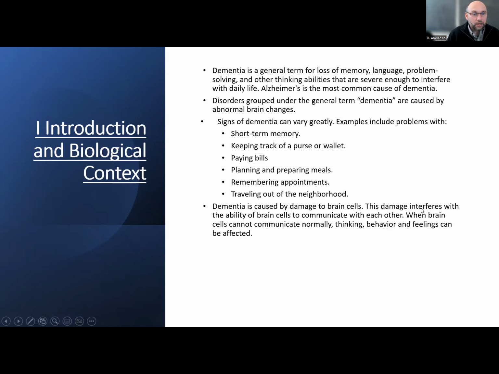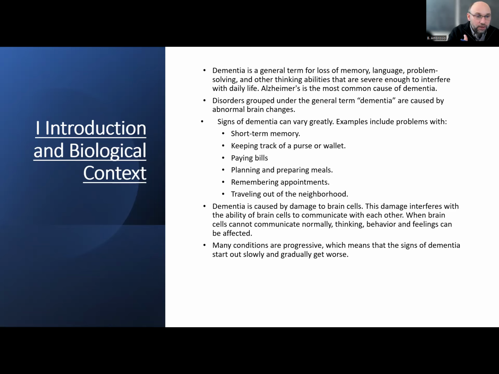All right, and so it's caused by damage to brain cells. This interferes with the ability of brain cells to communicate with each other. And this affects thinking, behavior, and feelings. This is progressive, and it gradually appears and gets worse. These general things I just took from the Alzheimer website, alz.org.